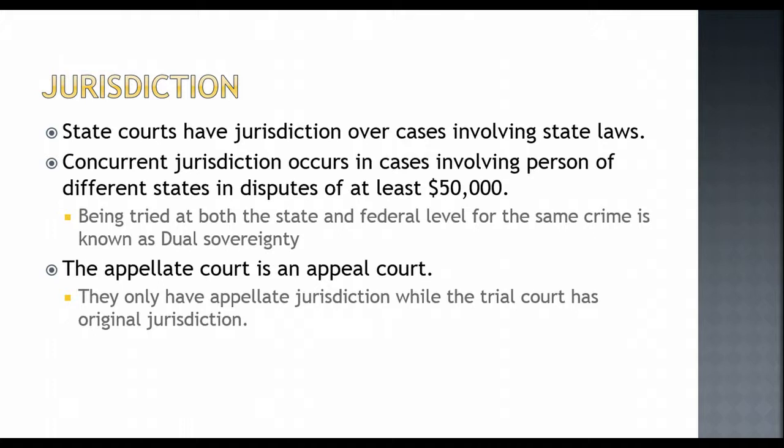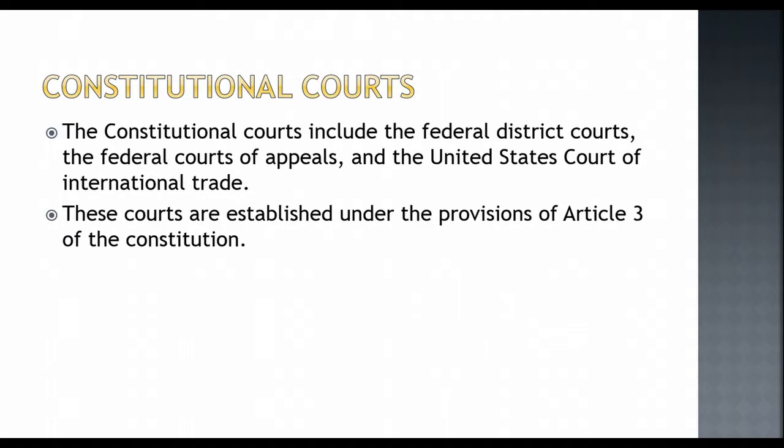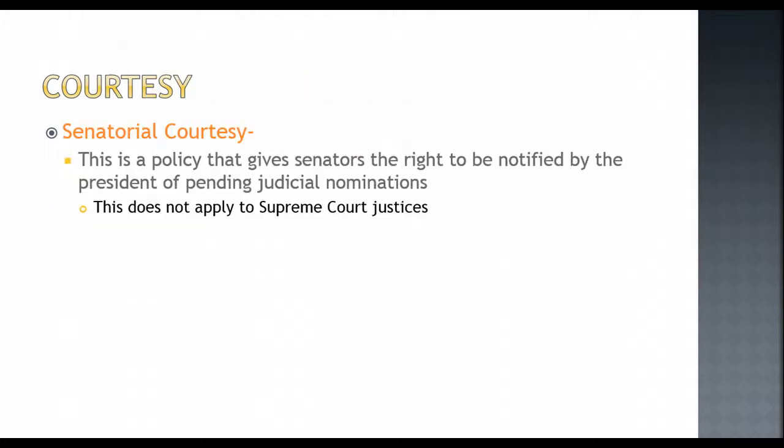All right, the appellate court is an appeal court, and like we said just a second ago, they only have appellate jurisdiction while the original court that hears it has original jurisdiction. All right, so we look at constitutional courts that include the federal district courts, which we've talked about, the Federal Court of Appeals, which we've talked about, the United States Court of International Trade, which was one of the first things that we talked about, and these courts are all established under the provisions of Article 3 of the Constitution.